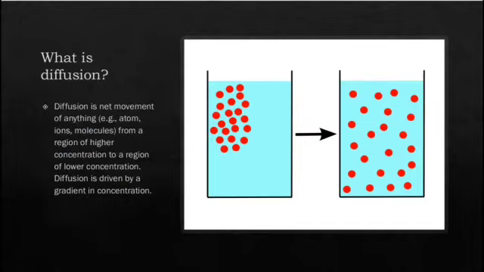I will continue on diffusion. First, what is diffusion? Diffusion is a net movement of anything, for example atoms, ions, or molecules, from a region of higher concentration to a region of lower concentration. Diffusion is driven by a gradient in concentration, as shown in the figure beside.